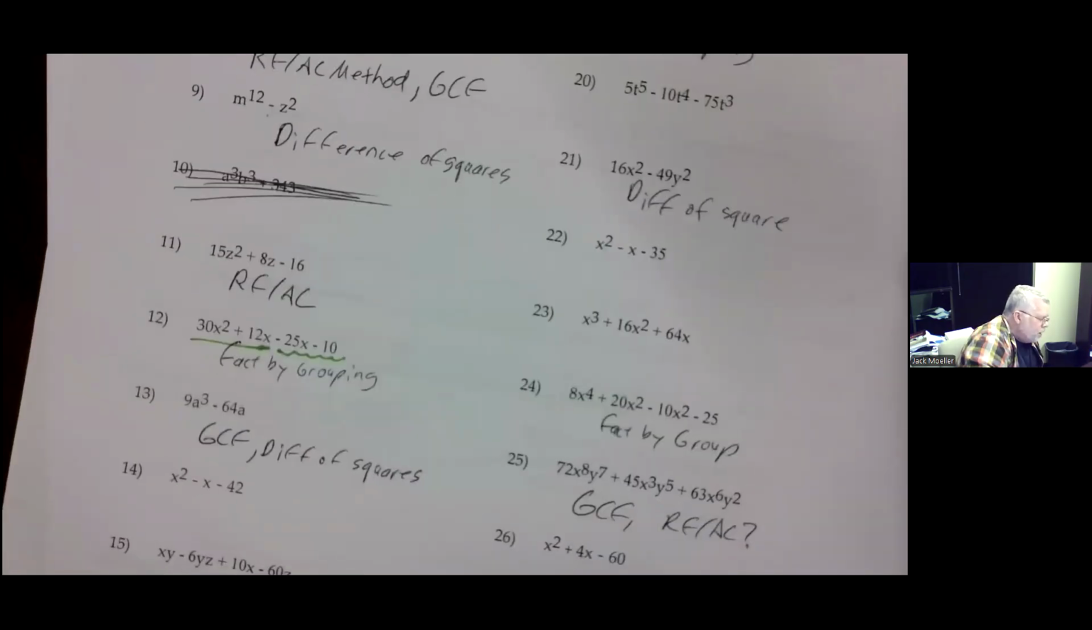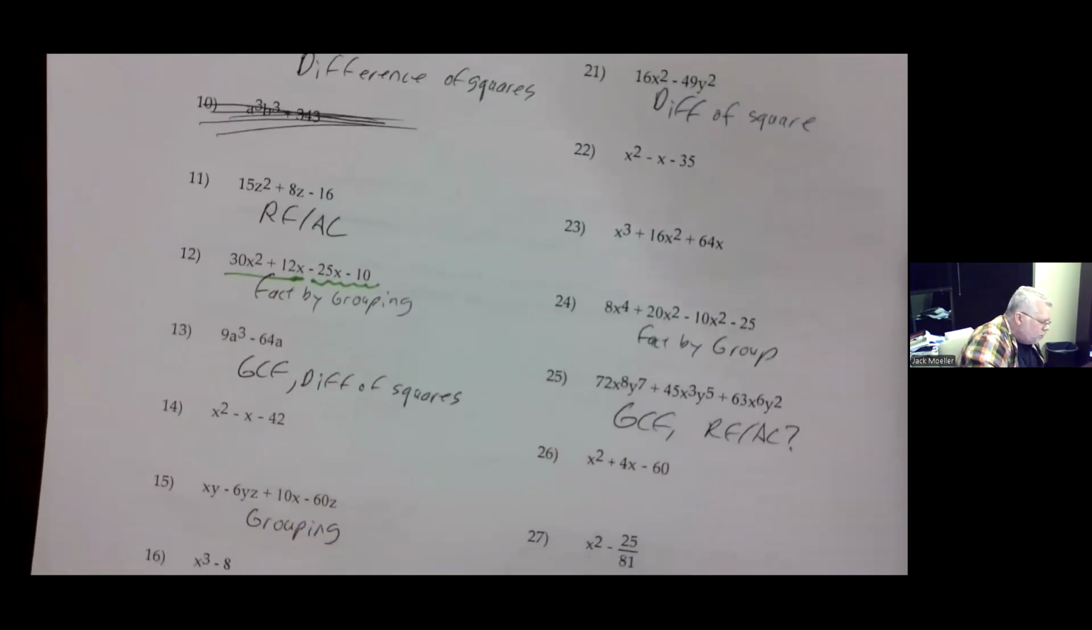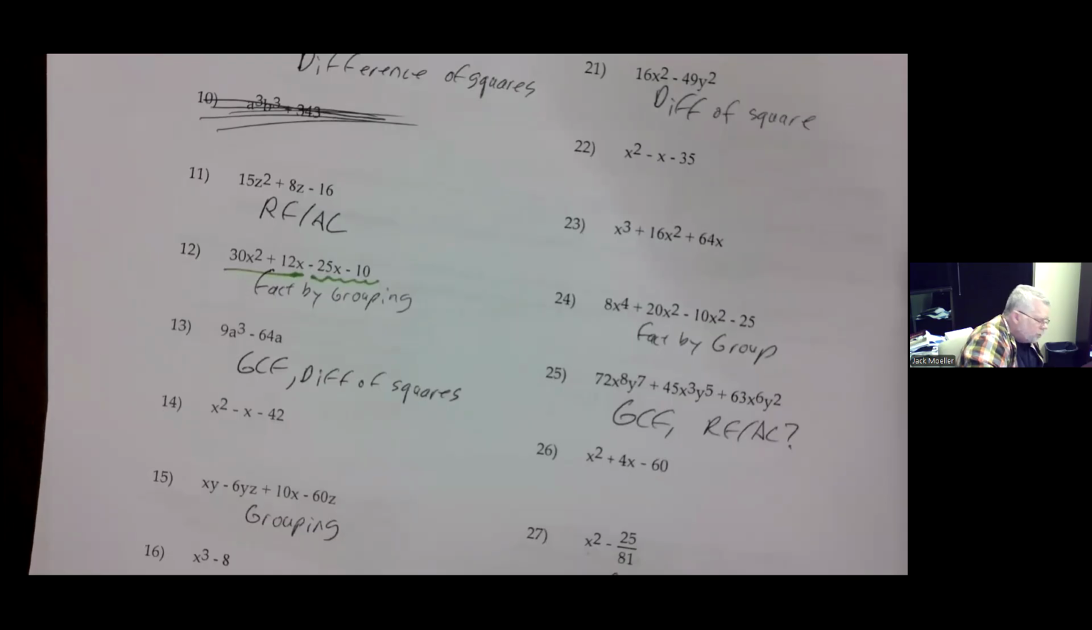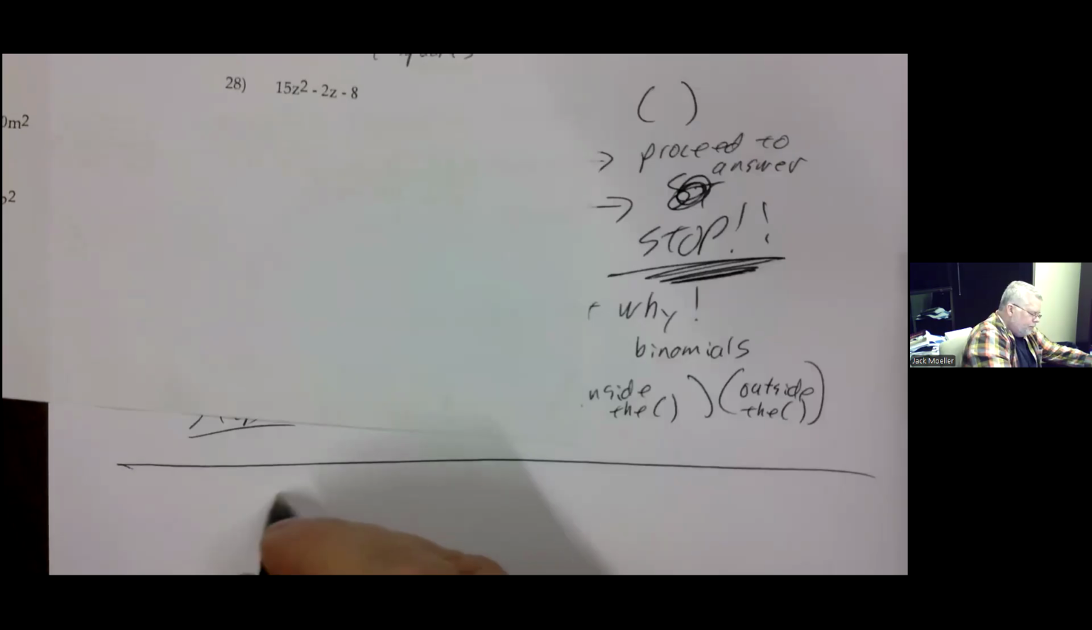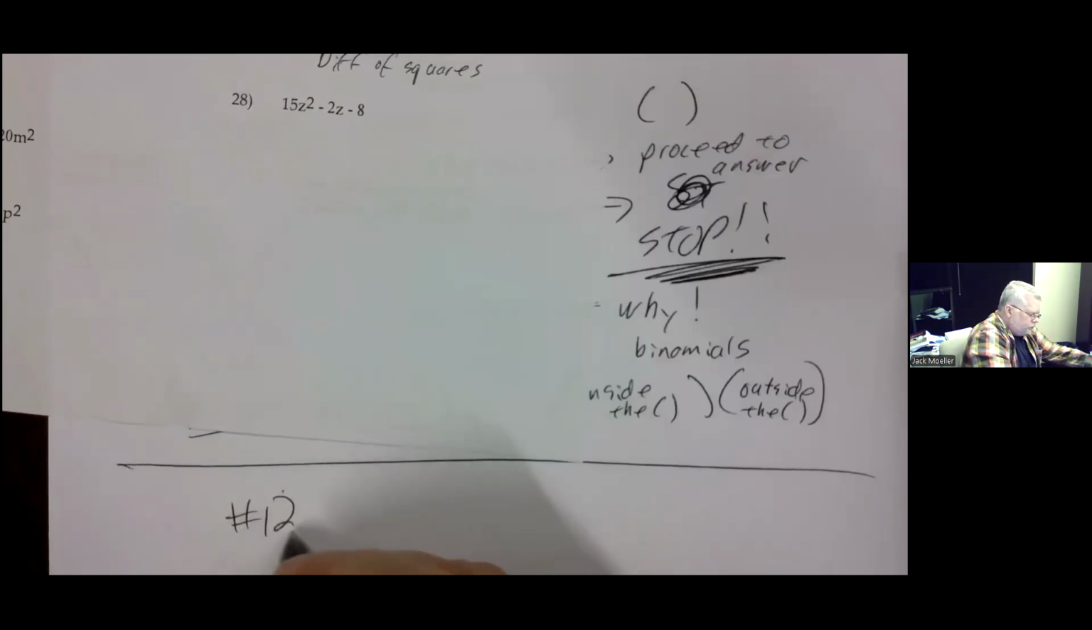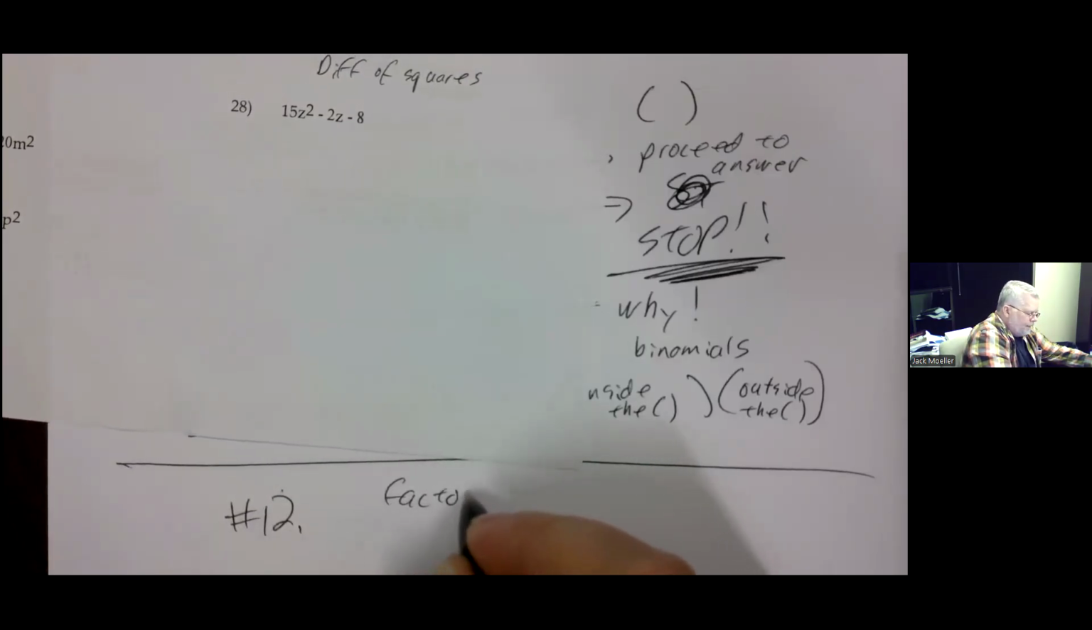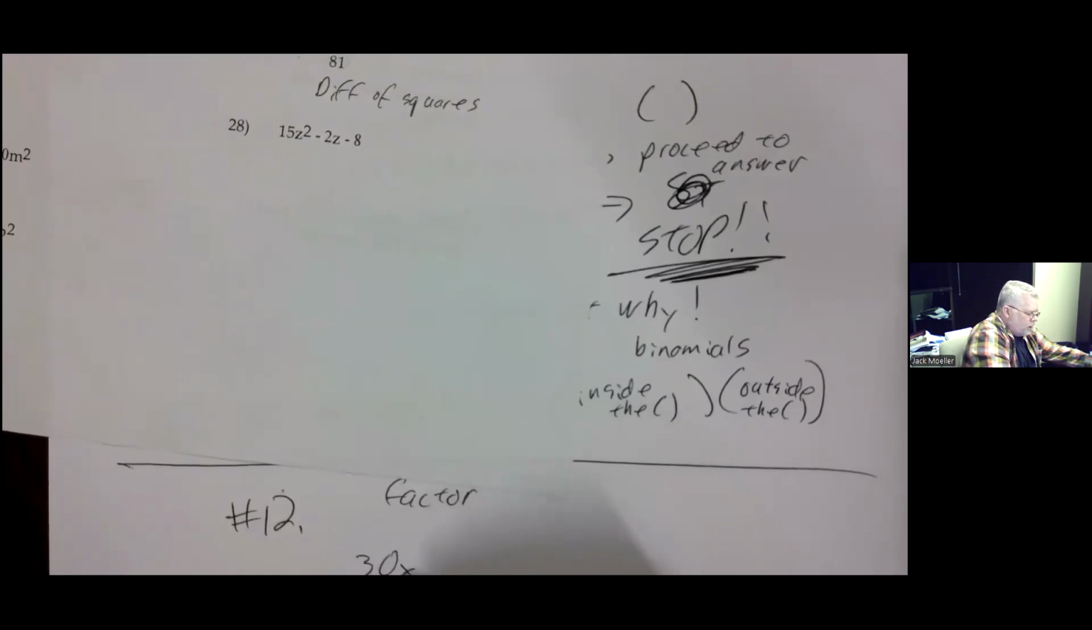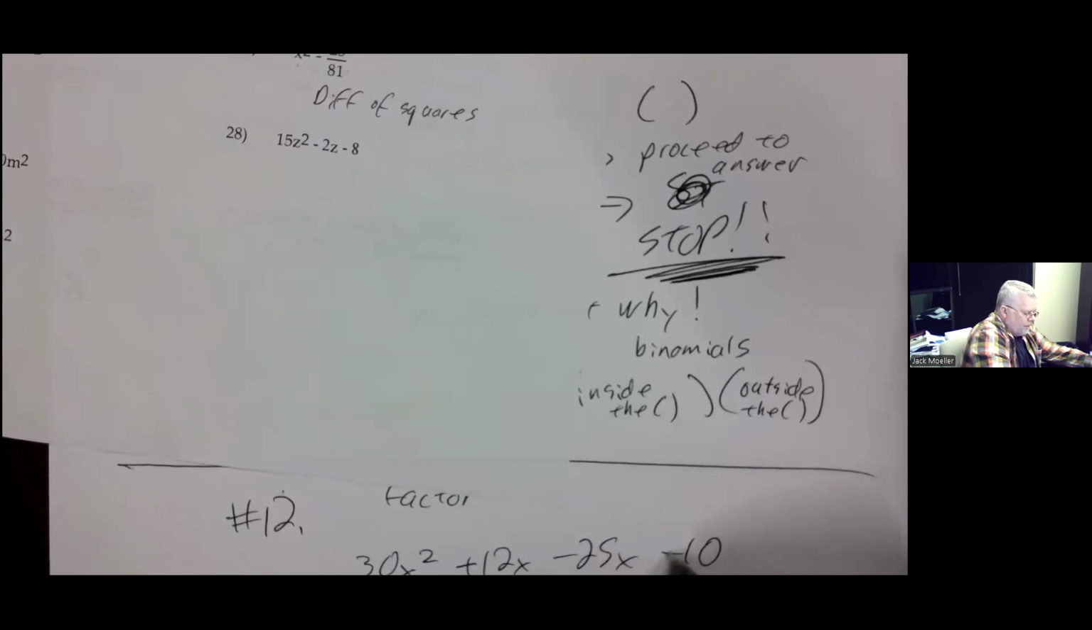So back to the lecture outline, 12 is the first factor by grouping. So we're going to factor 30x squared plus 12x minus 25x minus 10.